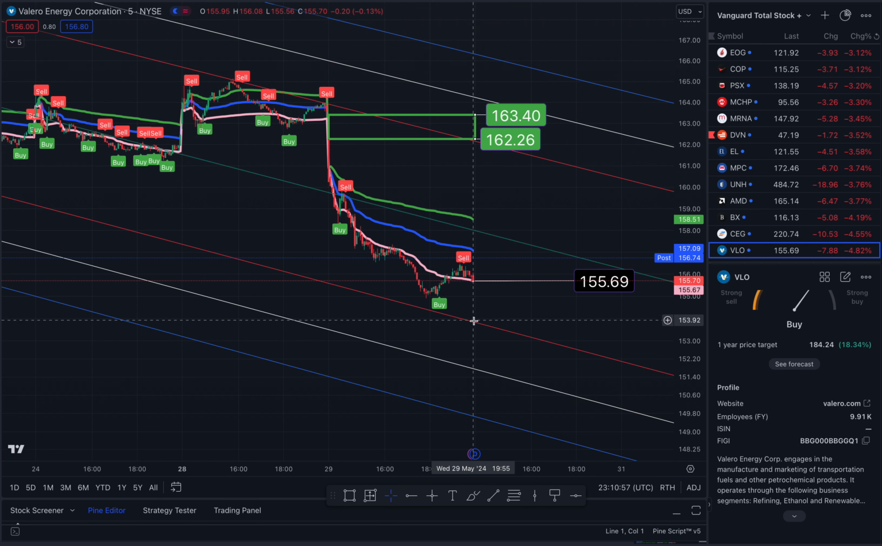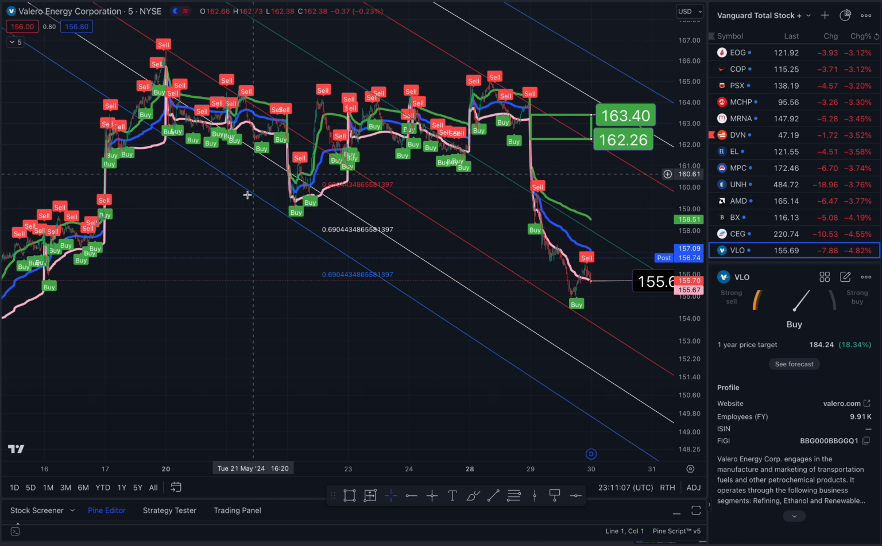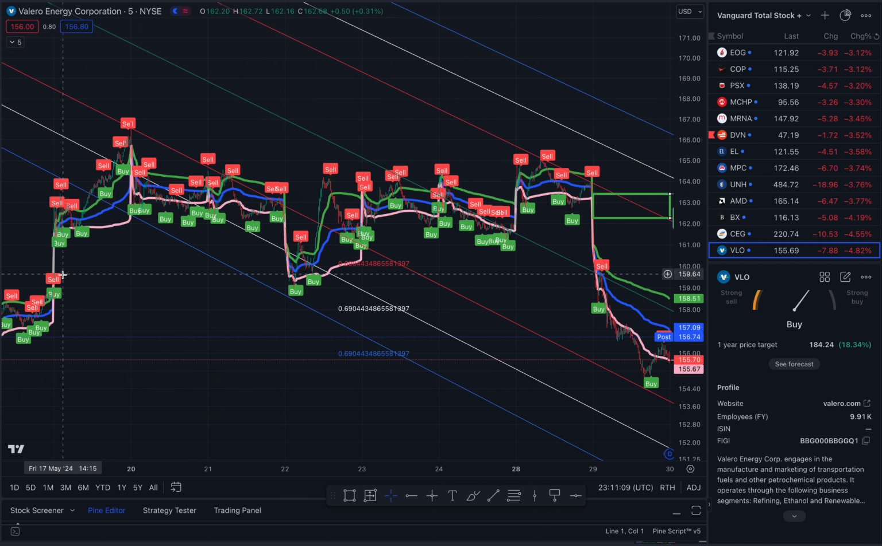Now to the south side, 153.85, 151.77, and 149.67. Looking left, your buy signals, sell because this on the way up turns into resistance, and then we're just grinding sideways.